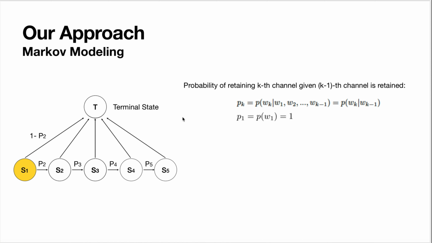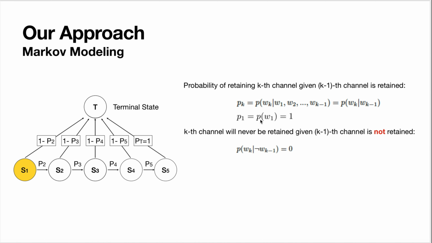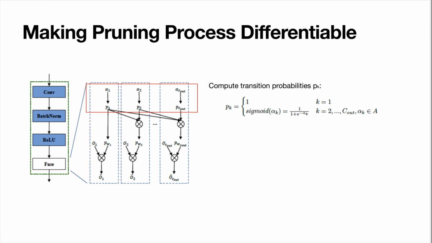In the left graph, pk is defined to be the probability of retaining the kth channel given all k-1 channels are retained. And the first channel must be retained in our method. From the graph, we can easily conclude that the kth channel will never be retained given the k-1 channel is not retained. The left figure shows how to combine the learnable transitions with an unpruned layer.